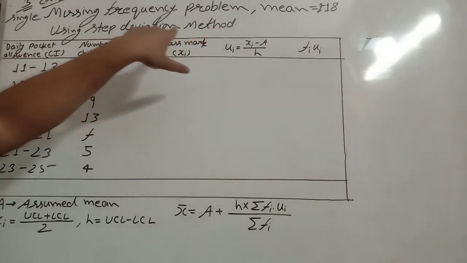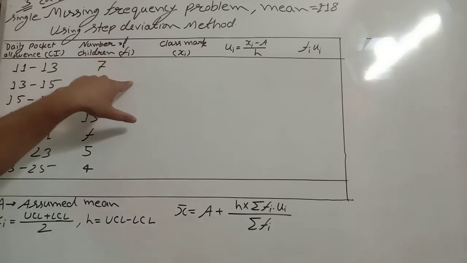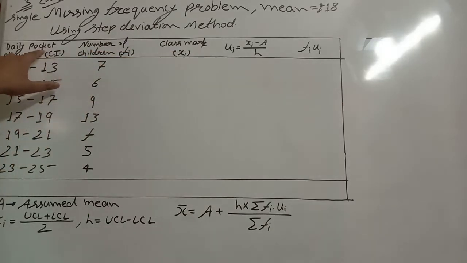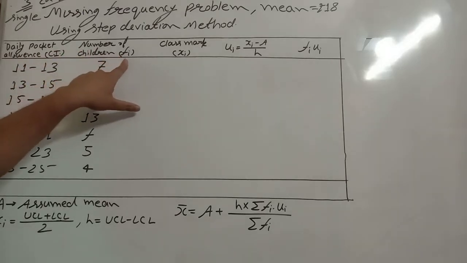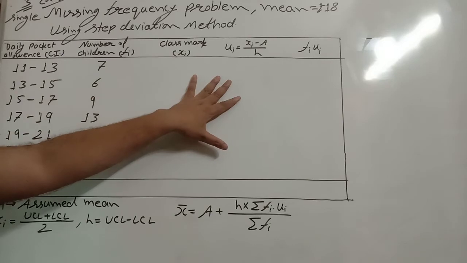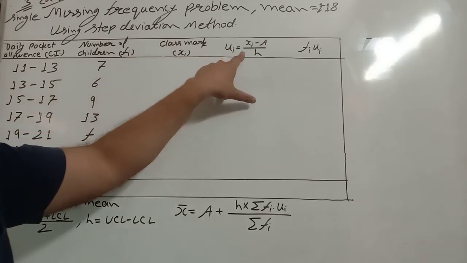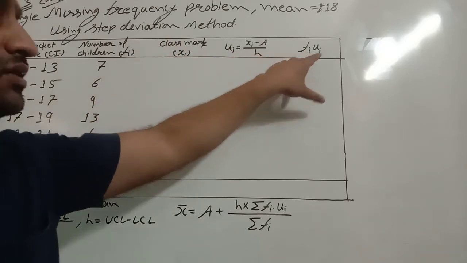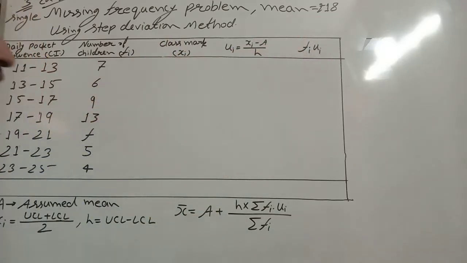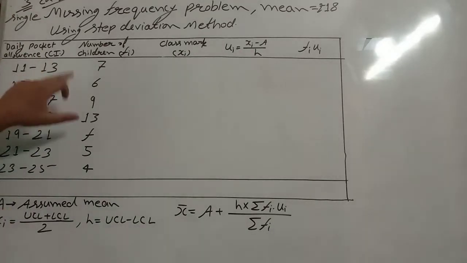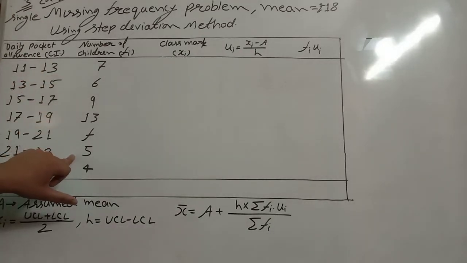In the step deviation method, we prepare 5 columns in which the first 2 columns depend on the question, and we always write class interval in the first column and fi in the second column. Third column class mark, same as direct method and assumed mean method. Fourth column ui equals xi minus a upon h, and the fifth column fi into ui. These are the first 2 columns whose information is given.